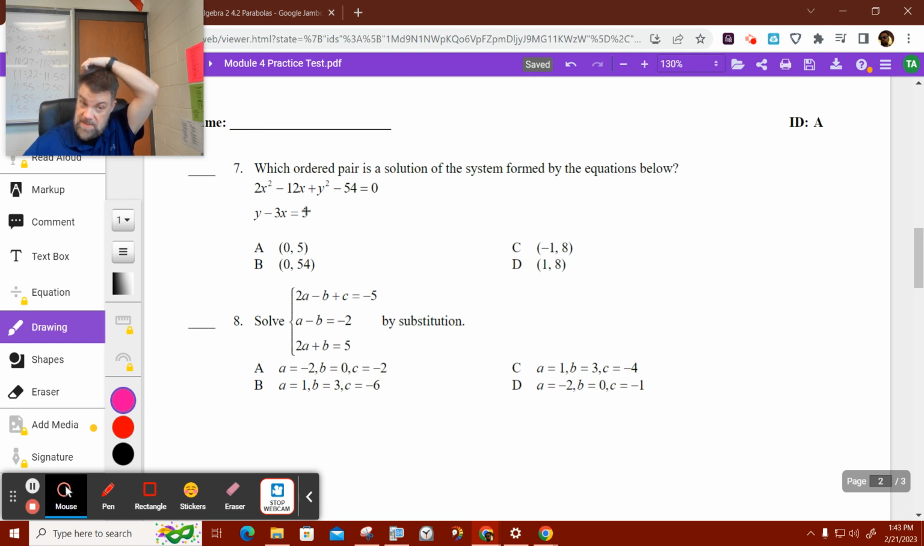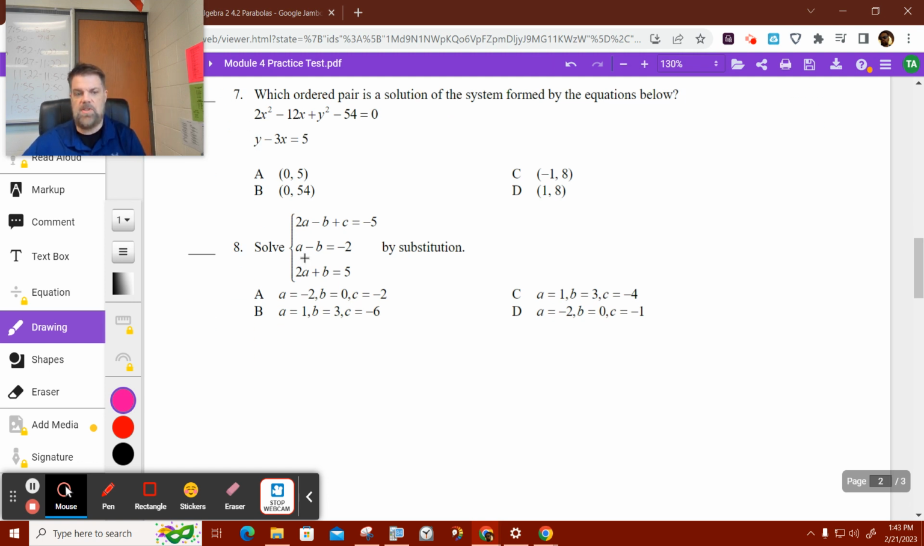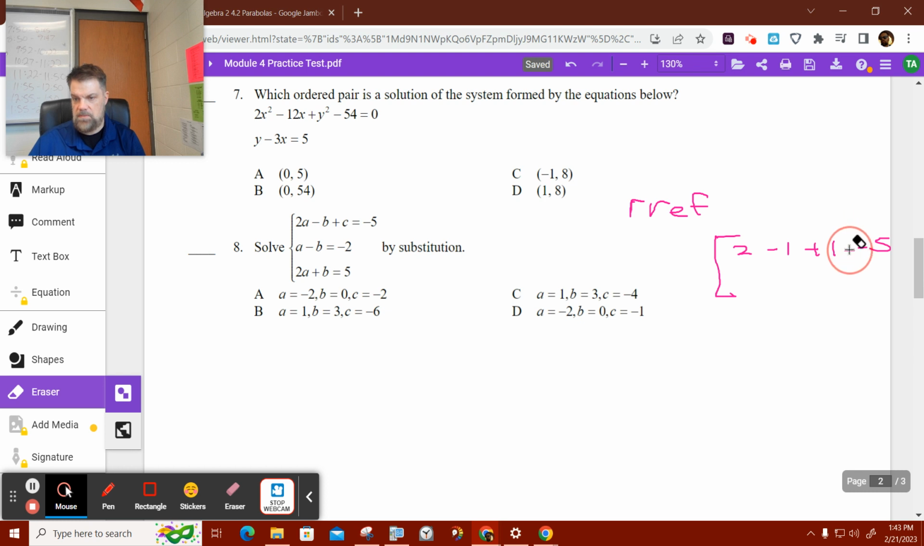Now this one, you would do the same thing. So I'm just going to skip that. The substitution, though, I'm going to plug in the thing. We're probably going to run out of time. But remember, I'm going to do the reduced row echelon form of the following matrix. 2, -1, 1, -5. We don't need the equal sign.